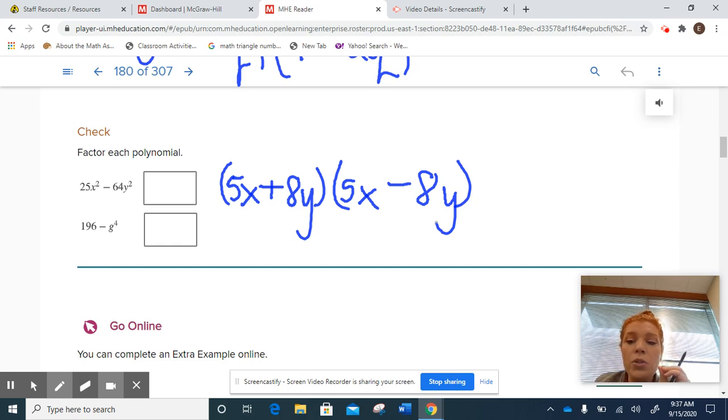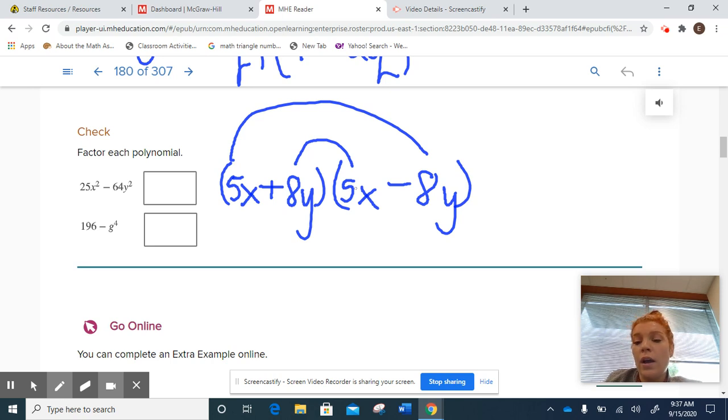Okay. The reason why there's no middle is because when you end up doing these two terms, the 40xy and the negative 40xy will cancel each other out. That's why it works. All right, let's look at this next one.